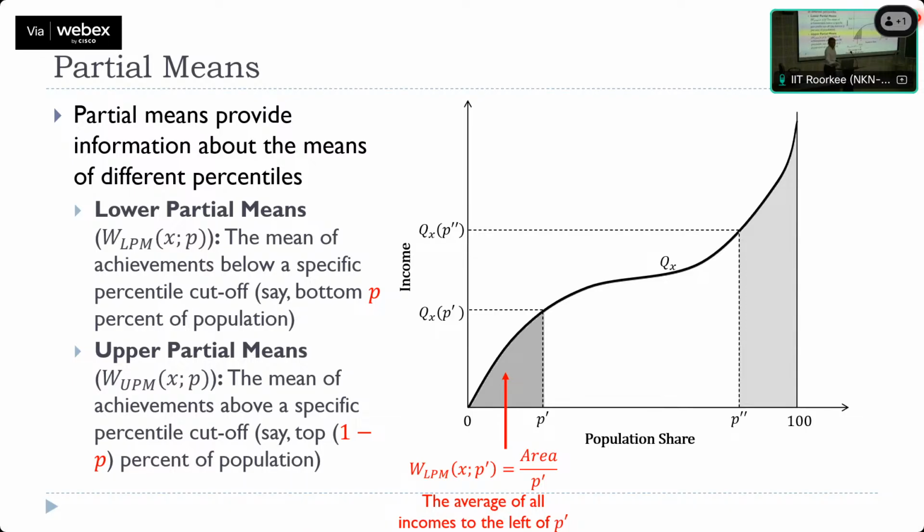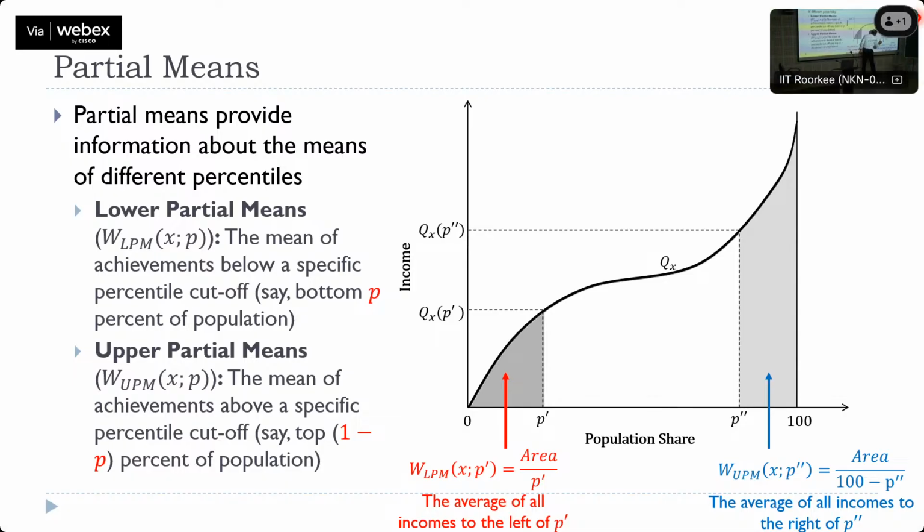Similarly, if you compute here, this gives you the average of all incomes, which is the area divided by 100 minus P prime. So that is the top 10. This is the 90th percentile. You have 100 minus 90, 10. That gives you the average. So these are partial means. So instead of just looking at the percentiles, you are looking at what is the average income of everybody in the bottom 10 or top 10.